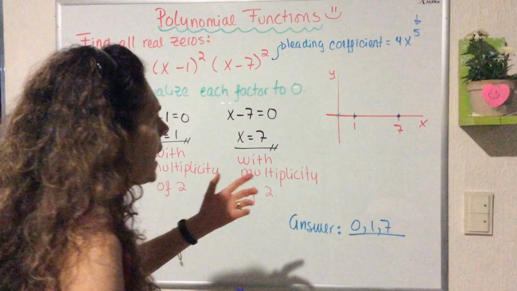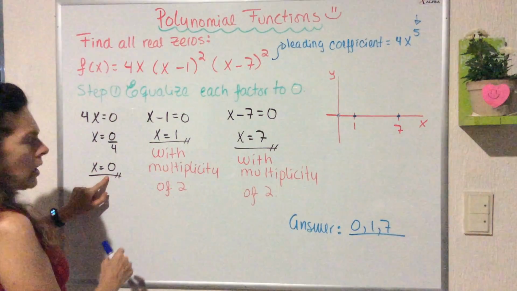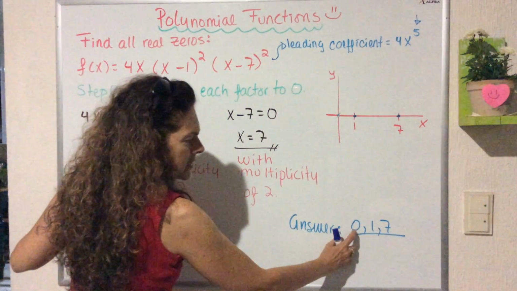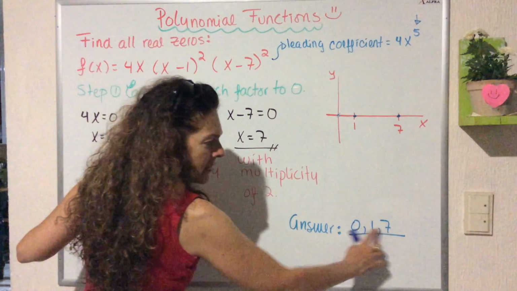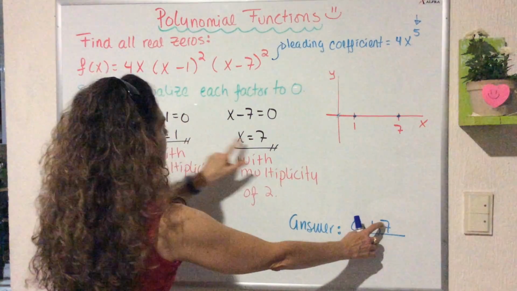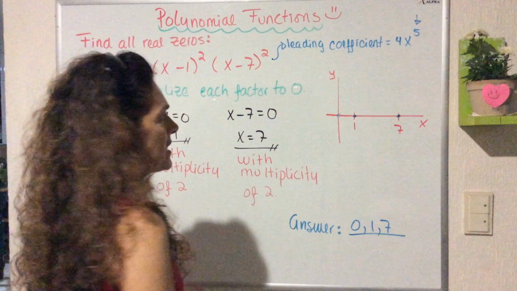And now, in ALEX, you just have to write each answer once. Look, the first root or zero is 0, so you write 0. And you have to separate the answers with commas. So 0, 1, 7, and that's it. And you end this exercise in ALEX.